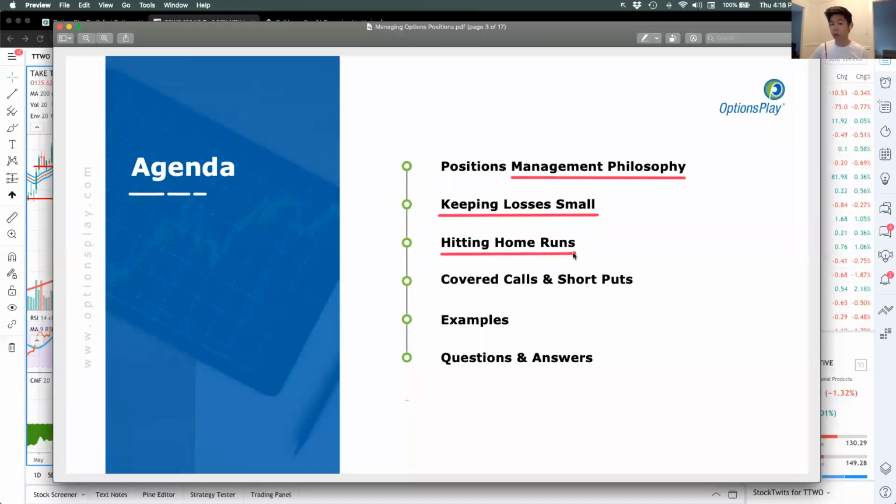And we'll talk a little bit about how you can hit home runs, how you can hit these astronomical returns on some option strategies, but it involves first making sure that you keep your losses small, and it all involves reducing risk. And I will cover a little bit about covered calls and short puts, because these are two strategies that actually decrease risk in your portfolio. So the portfolio management of covered calls and short puts are separate from all of the other rules. And then we'll go through a few different examples before we go to Q&A. And so many of you submitted your questions before the event.